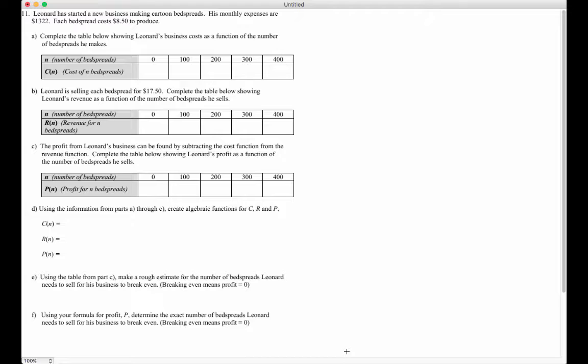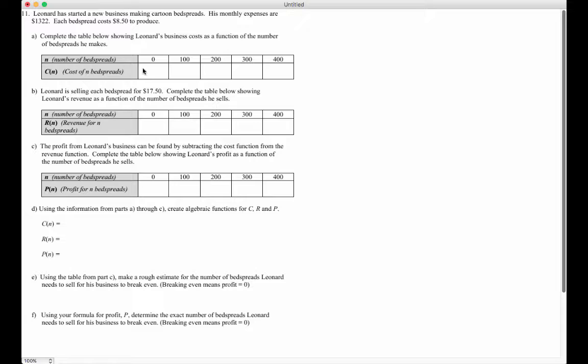Been getting a lot of requests to go over this problem with folks. So what we've got here is Leonard, who is starting a new business making cartoon bed sheets. His monthly expenses are $1,322. Each bedspread costs $8.50 to produce. Complete the table below showing Leonard's business costs as a function of the number of bed sheets that he makes.